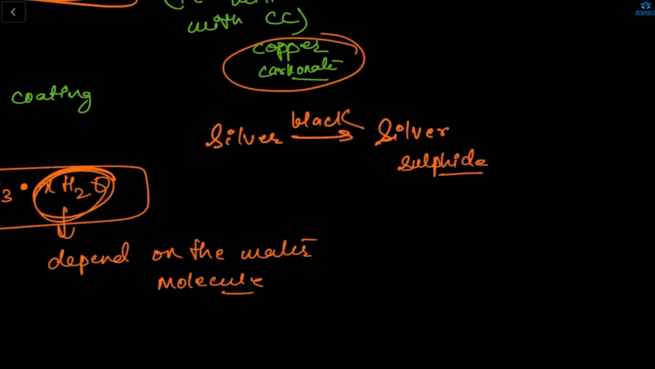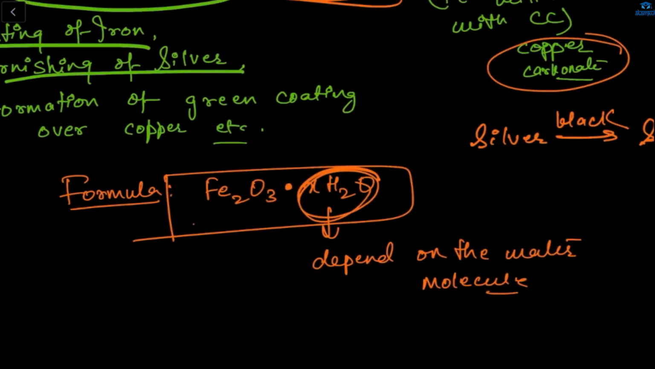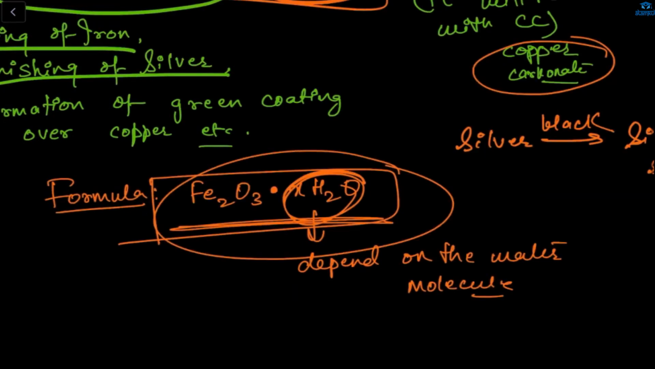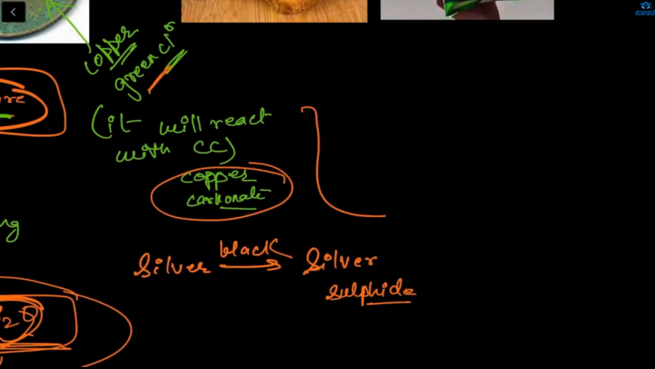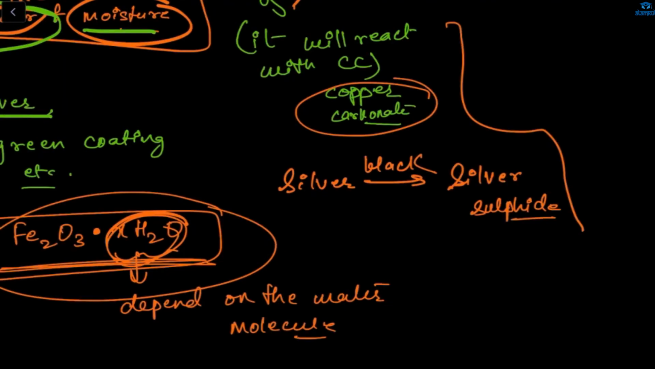What will be the chemical formula for that? For rust? No, for the other corrosion. For the corrosion, this is only the formula: Fe2O3 dot xH2O. And this is for silver and copper. I'll tell you later. First, let me just go through all this.